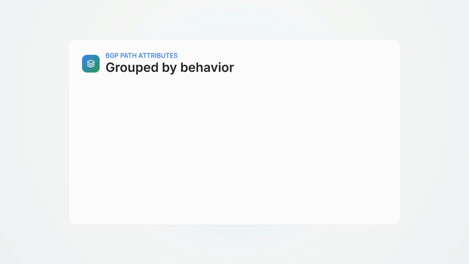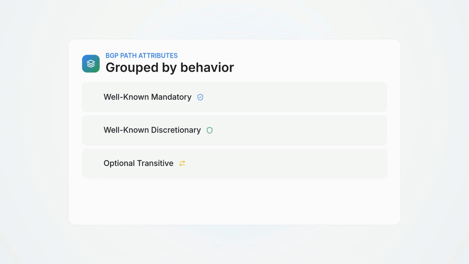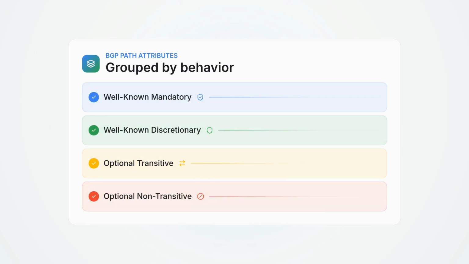Attributes are also grouped by behavior, and that classification matters. Some are well known and must be recognized everywhere. Others are optional, and some of those are transitive, which means they can keep moving through the network even when every router doesn't fully act on them. The classic well-known mandatory attributes include origin, AS path, and next hop. If those sound basic, good. They are foundational because many later decisions depend on them.